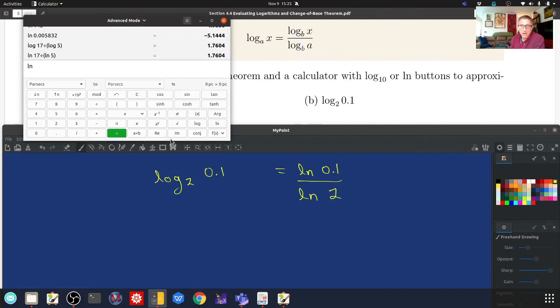So the log of 0.1, let me put the leading 0 in there, for those of you who are used to the leading 0. So I know that the log of 0.1 is going to be negative, right? So the answer is going to be negative, divided by the natural log of 2. And I get my answer, and indeed it's negative, minus 3.32.